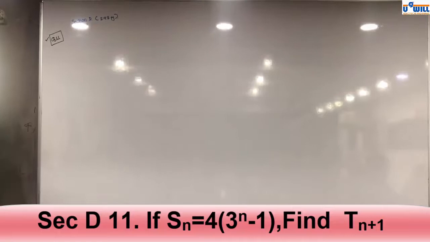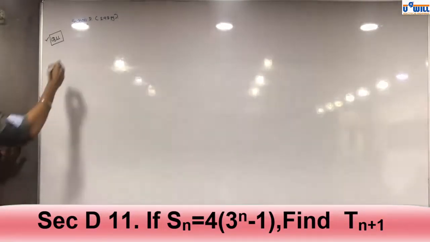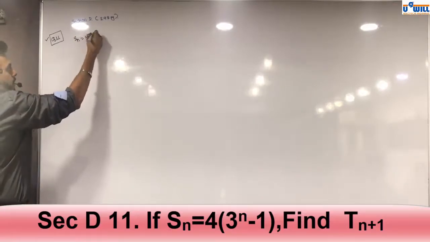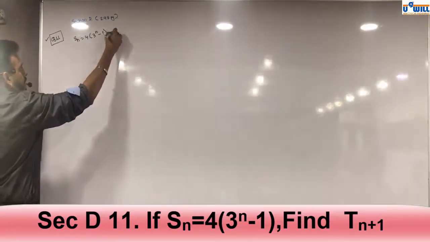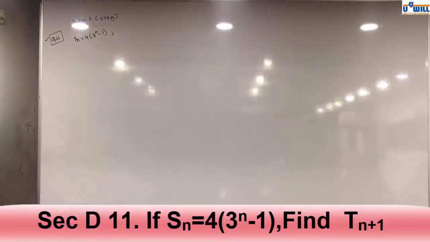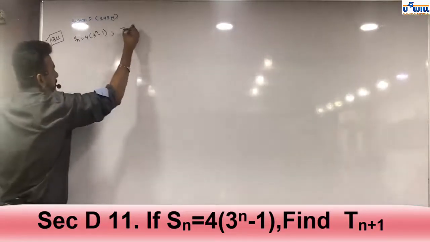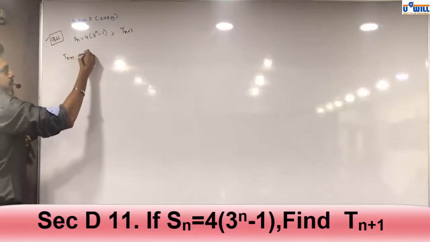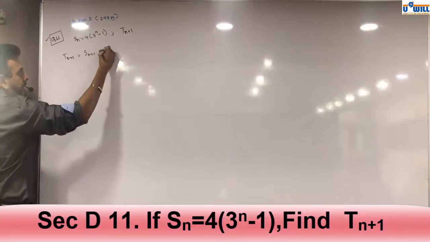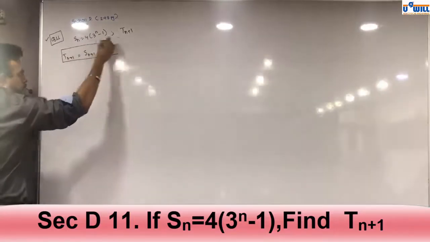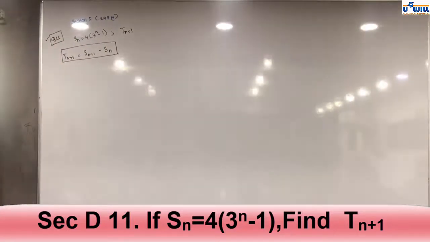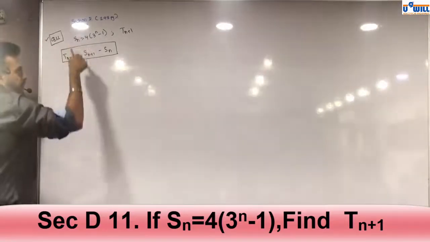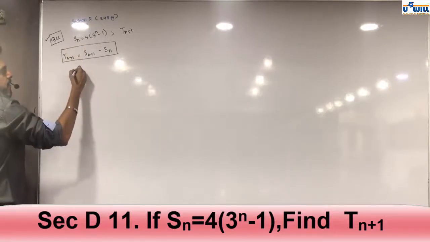Now, over here, if S of n, sum of n terms, is equal to 4 into 3 raised to n minus 1, we have to find Tn plus 1. The rule is Tn plus 1 is equal to Sn plus 1 minus sum of n terms. ये rule पता है सबको? Yesterday only we did this rule. Now, पहले हम इसको simplify कर देते हैं.